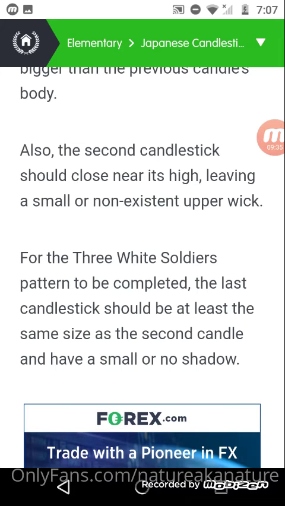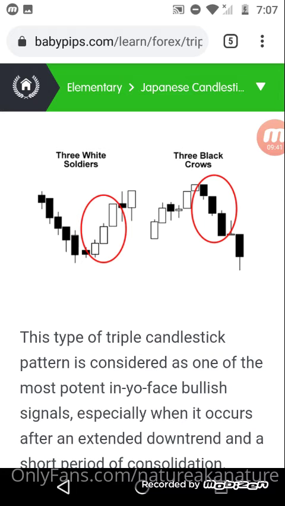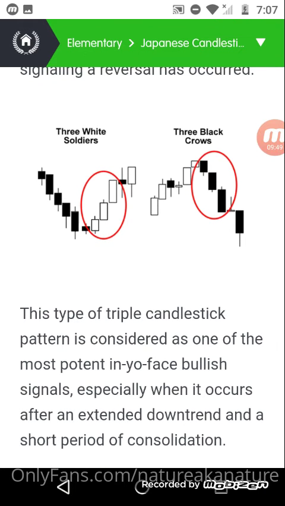So as you can see in this example of three white soldiers, the second candlestick is bigger than the first one, and for the third candlestick to be confirmed as a three white soldiers candlestick, it has to be bigger than or the same size as the second candle, and it has to have small or no shadows.